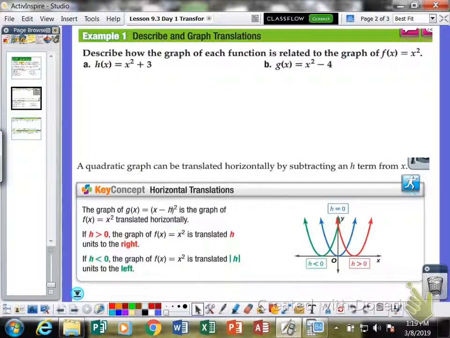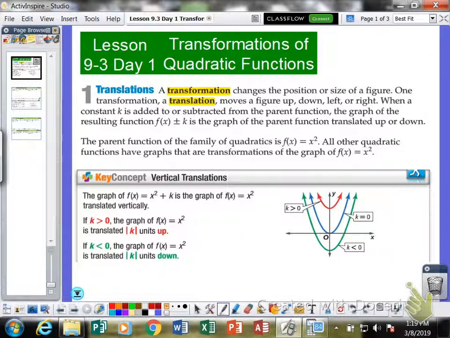So let's go ahead and practice some. Here, describe how the graph of each function is related to the graph of f of x equals x squared. So h of x, this is f of x, just another way of writing it, equals x squared plus 3. We notice the parent function x squared, but then that plus 3, which is that plus k. Because that k is a positive number, greater than 0, we would say that the graph of f of x equals x squared is translated vertically.